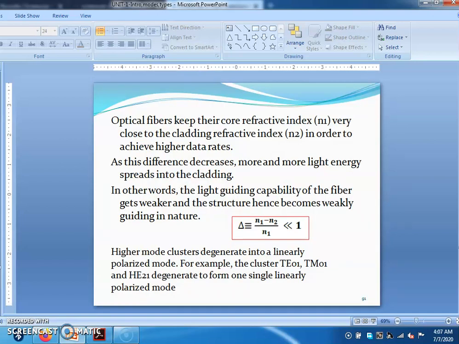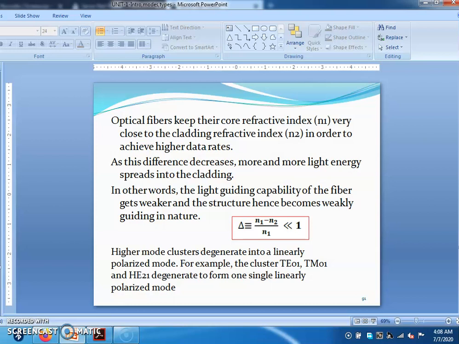In optical fibers, the core has a refractive index N1 and the cladding has refractive index N2. N1 is very close to N2 in order to achieve high data rates. As the difference decreases, more light energy spreads into the cladding. Otherwise, this can be said as the light guiding capacity of the fiber gets weaker, so the structure becomes a weakly guiding structure.